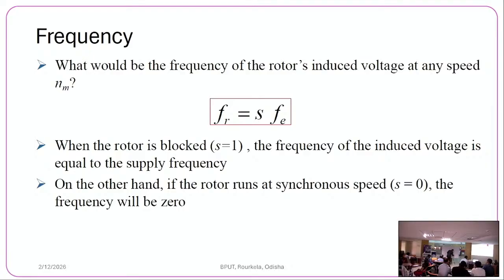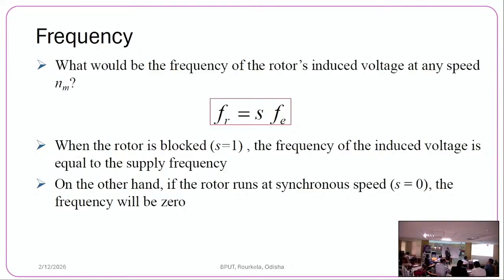Mechanical speed of the rotor is the synchronous speed minus slip speed. It is the speed at which the rotor is rotating. But another speed we also define, that is called electrical speed.